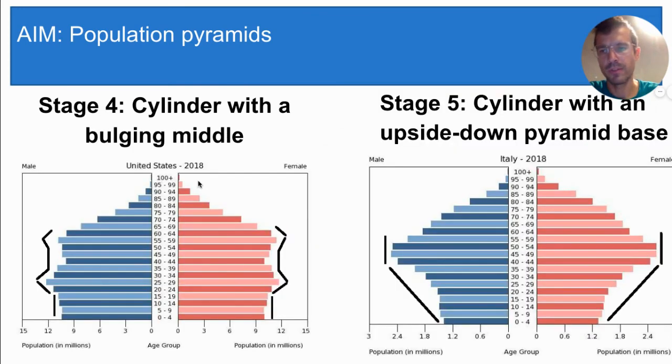Contrast that shape of stage 5 with the stage 4 shape, cylinder with bulging middle. In stage 4, the bottom years are straight, but in stage 5, they start to slant outwards immediately. And they continue to slant outwards as we move up in age.